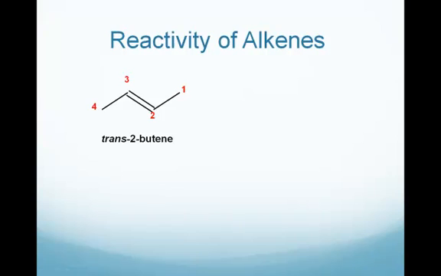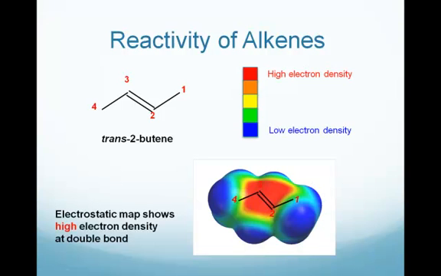a lot more electron density than you would have between two atoms that are linked through a single bond. If we go back and we consider our friend trans-2-butene and think about the electron density, this figure here in the bottom right shows us an electron density map, and we're going from high electron density, those regions in red, to low electron density, the regions in blue. So you can see that in between those two carbons that make up the double bond, we have a region of very high electron density.